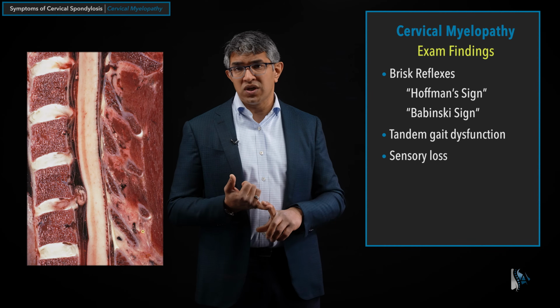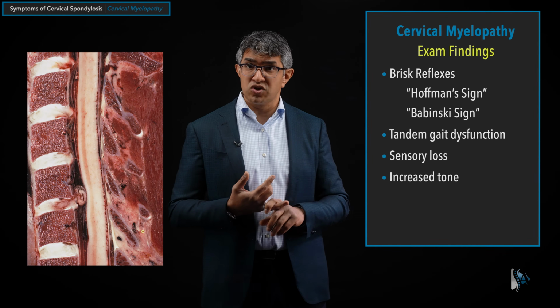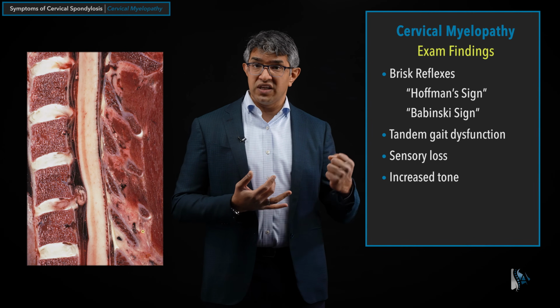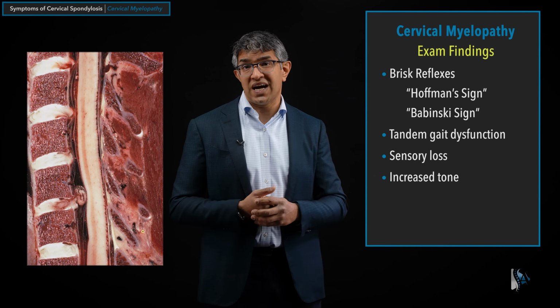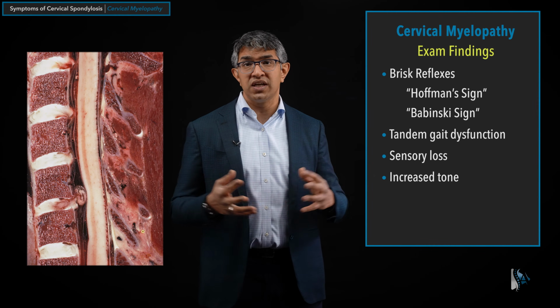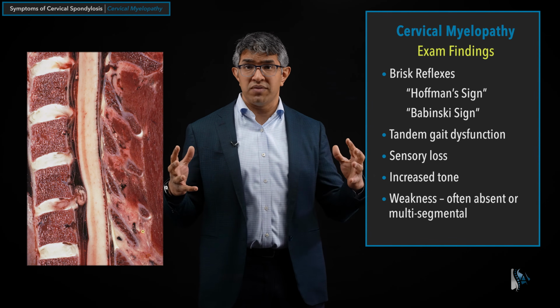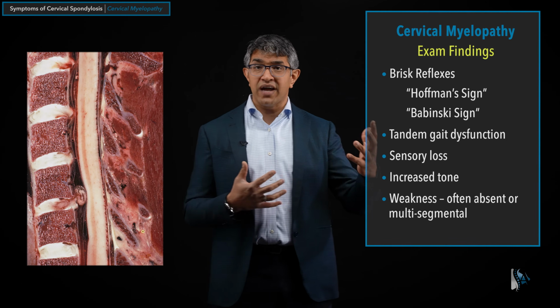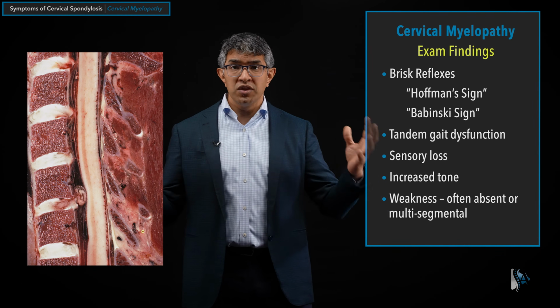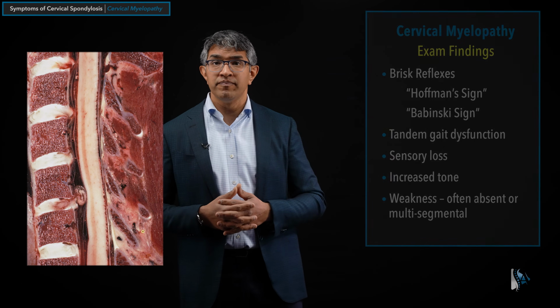We check for sensory loss. We'll check for increases or changes in tone. Classically, people will have some degree of increase in tone. That's usually after longer lasting or longer standing pathology, but we'll see that as well. And of course, do a detailed motor exam to see if there's any weakness. And particular patterns of weakness may clue us into the presence or absence of myelopathy.